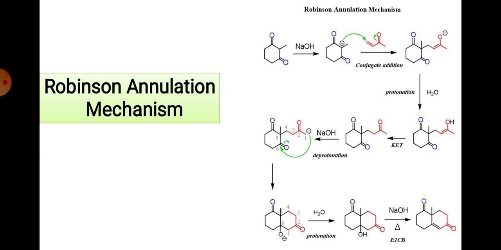Here this example is only shown with a diketone. This is a diketone example. First, abstraction of the proton by a base, and that negative charge will add like this, a conjugate addition. The first step is Michael addition, and then you get the product, and after that it undergoes intramolecular aldol condensation.